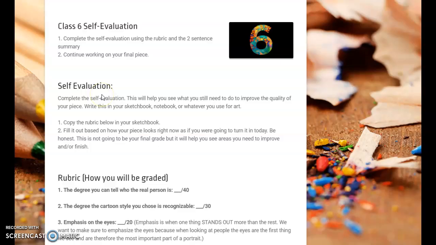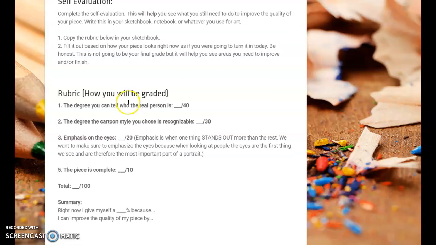Remember, you're going to write this in your sketchbook, your notebook, whatever you have to keep track of everything for art. And then when you get done, just slide it over to the corner of your desk and then start working on your final piece so your teacher can come around and check it, but you don't have to wait. So teachers, if you want to pause to allow students to get out their sketchbooks, you can. And I'm just going to go ahead and go on.